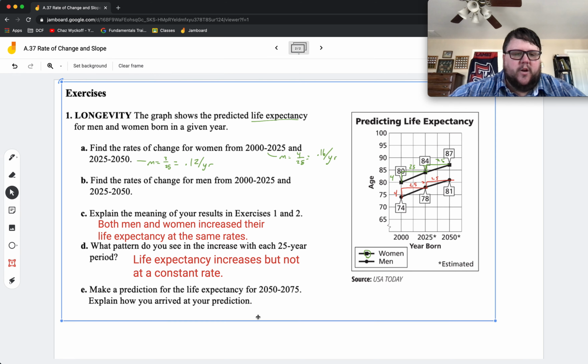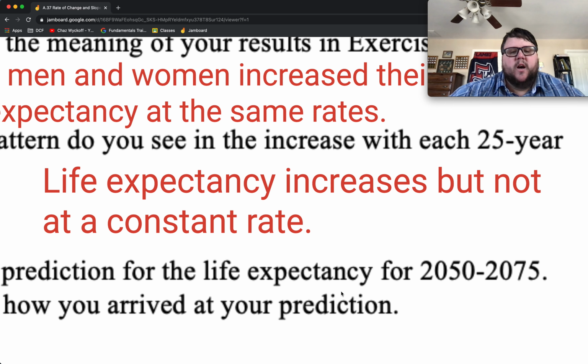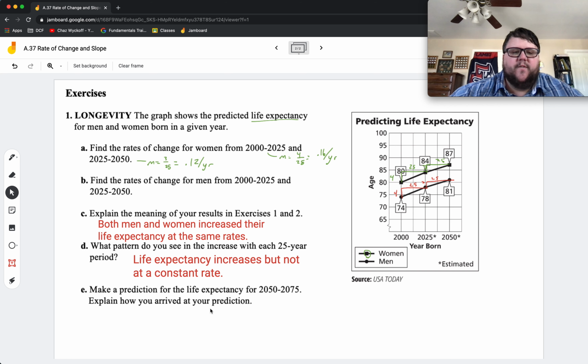And then for E, make a prediction for the life expectancy for 2050 to 2075. Well, I'm going to let you guys do that on your own. Those answers can vary, so you guys can come up with that on your own.